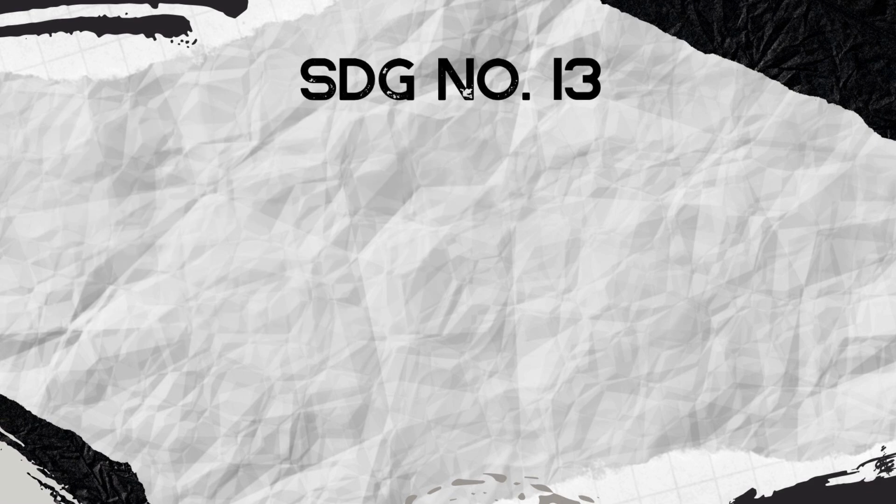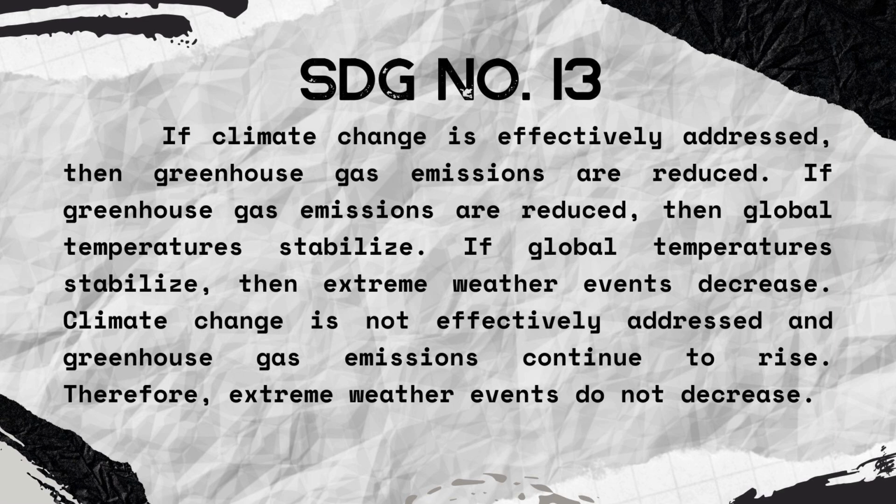The last SDG that we are going to talk about is Sustainable Development Goal number 13, climate action. The argument is, if climate change is effectively addressed, then greenhouse gas emissions are reduced. If greenhouse gas emissions are reduced, then global temperatures stabilize. If global temperatures stabilize, then extreme weather events decrease. Climate change is not effectively addressed and greenhouse gas emissions continue to rise. Therefore, extreme weather events do not decrease.